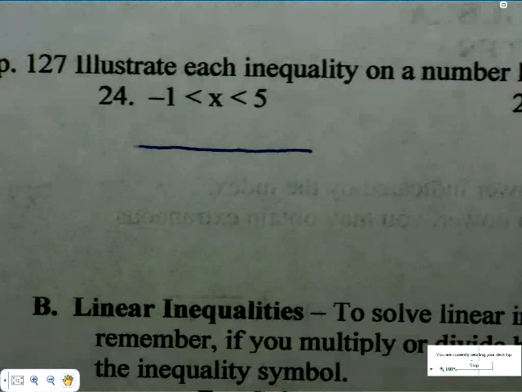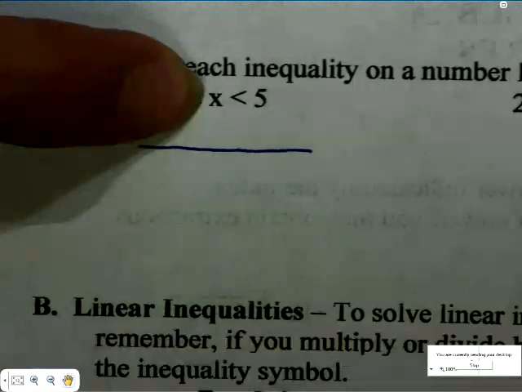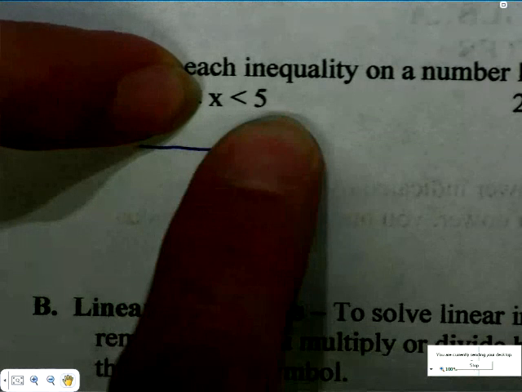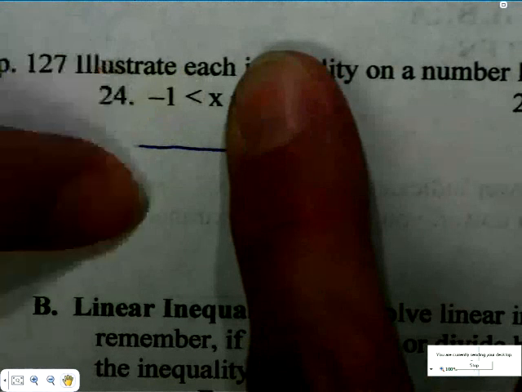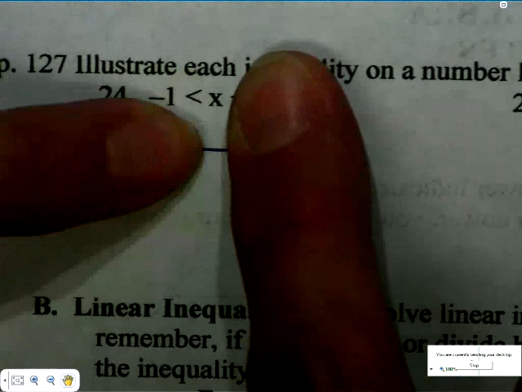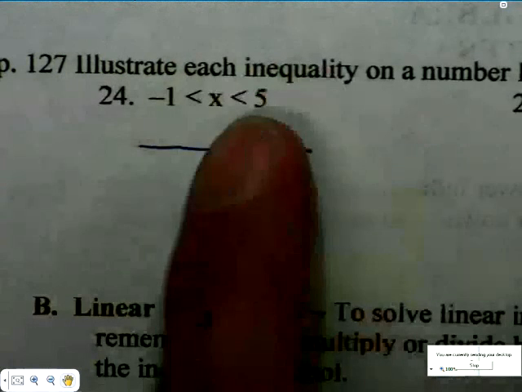Forever to the left and forever to the right. But this says x is less than 5. In between -1 and 5. Not only does this say x is less than 5, but if you cover up the right-hand side, it says -1 is less than x, or if you read it backwards, x is greater than -1. So this compound inequality means shade from -1 to 5. X can be anything between -1 and 5.